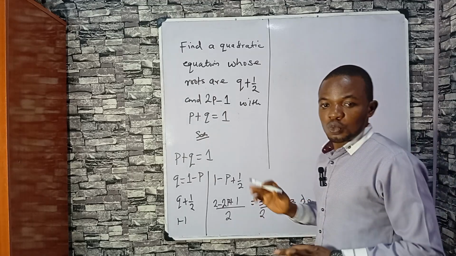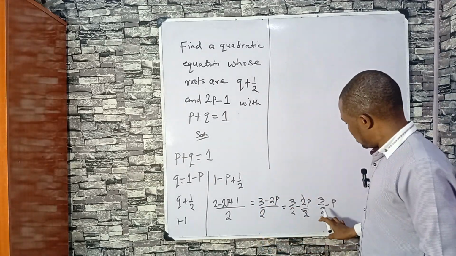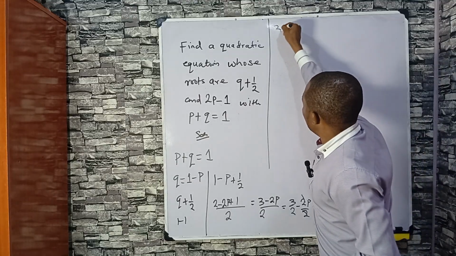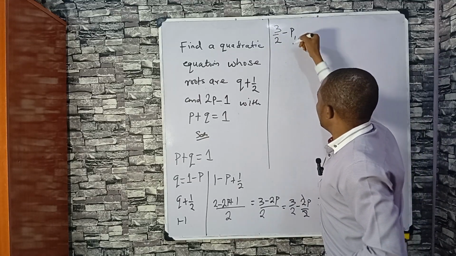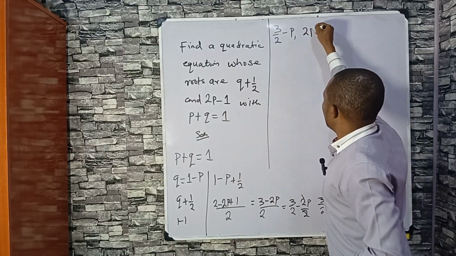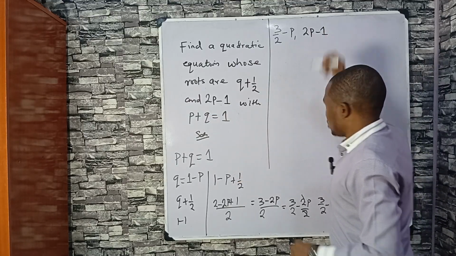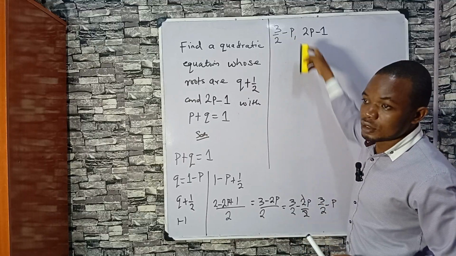So we have the equation with two roots. The first root written in terms of p is 3 divided by 2 minus p. The second root is 2p minus 1. Since our aim is to express this equation in terms of p, we keep it this way.